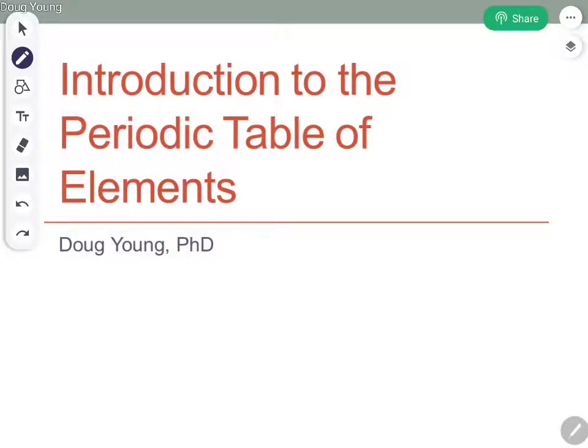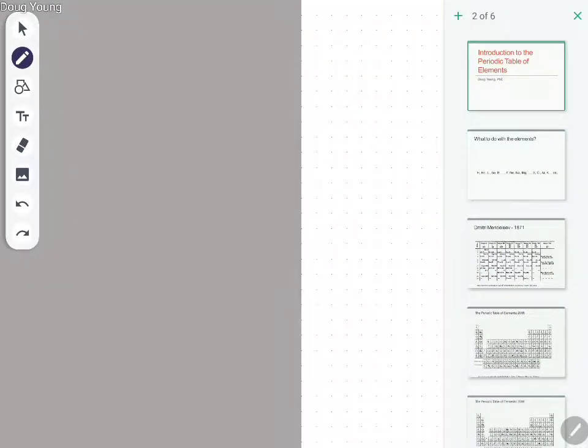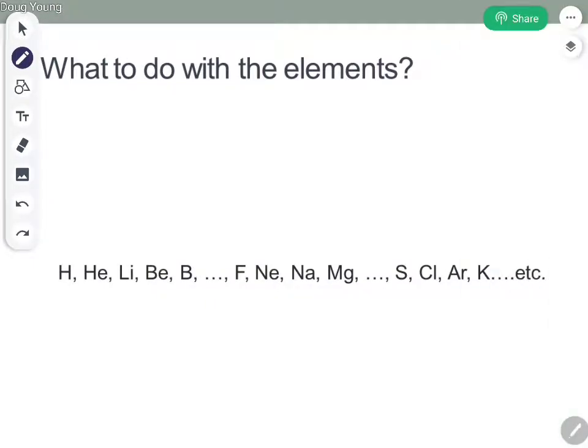Today I wanted to talk to you about the periodic table of elements, say a couple words about its origin, and then talk about the groups and periods, metals and nonmetals, halogens, alkali metals, those types of things. Just give you a basic introduction of the periodic table of elements. A word about just a little history here.